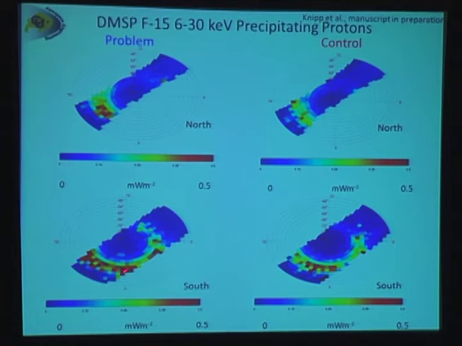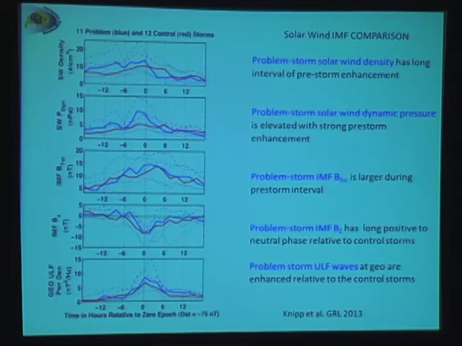And from the DMSP, you can see in the problem storms, there's a lot more precipitating ions. Why? We think it has to do with preconditioning. These storms in the solar wind have unusually high density. They have a very strong pressure pulse ahead of them.